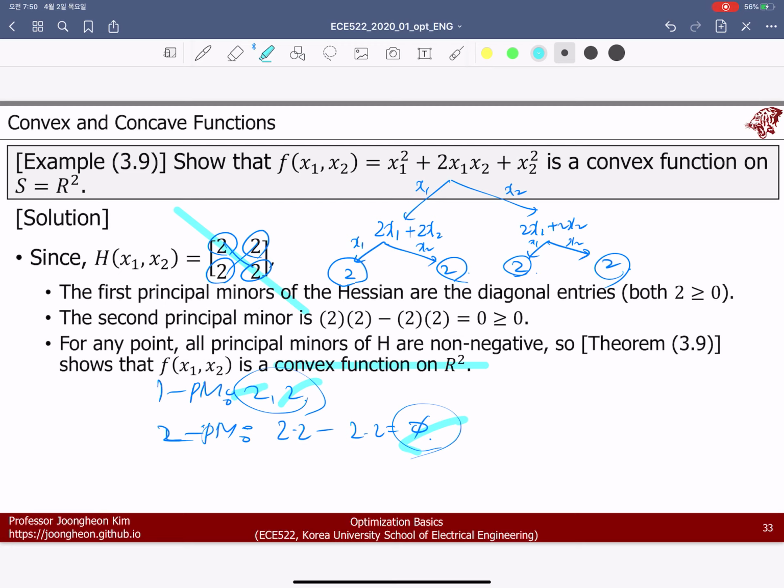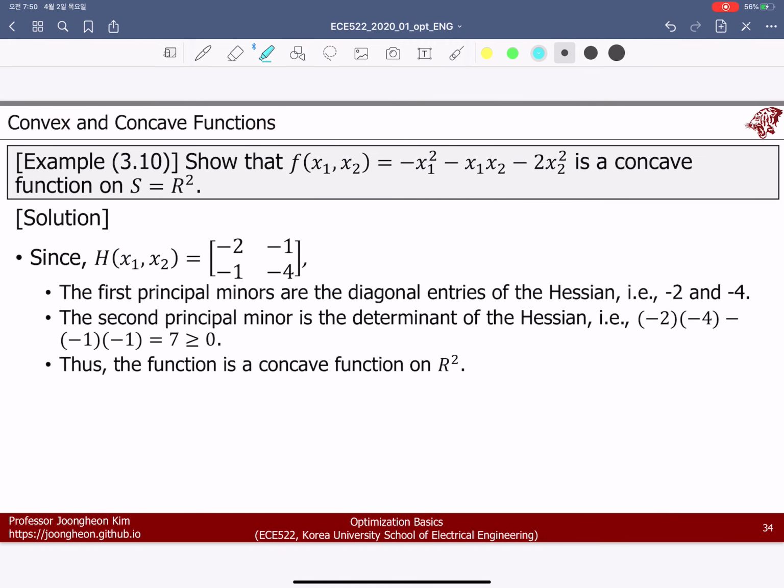So even when we have a lot more dimensions in a given function, we can easily confirm that this is convex or concave, even though we cannot see what it looks like, okay? So let's look at another example.